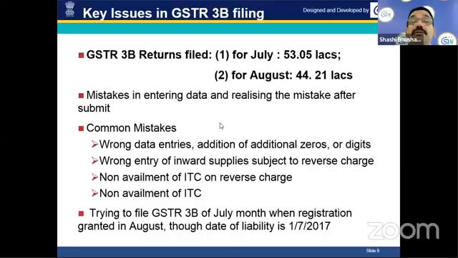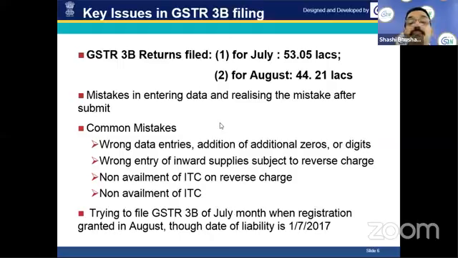One issue which has cropped up on a big scale in July, and which we have again noticed in some cases in August, is that people make mistakes while entering data and realize the mistake only after they submit the GSTR 3B return. This can be wrong data entries, such as putting an additional zero or digit, or sometimes people have put all their inward supplies into the reverse charge column, or made mistakes in claiming ITC on reverse charge, or claiming ITC in other sections.